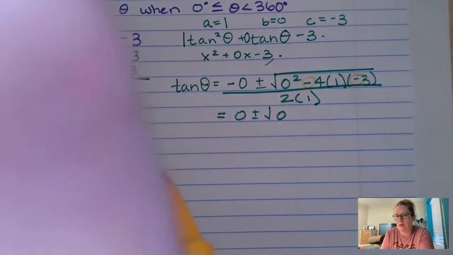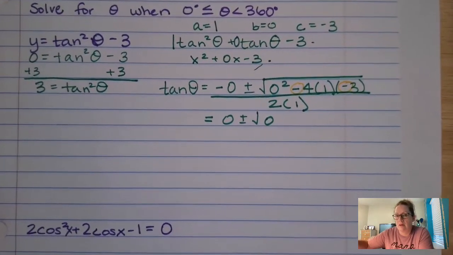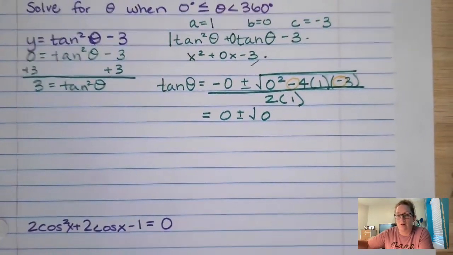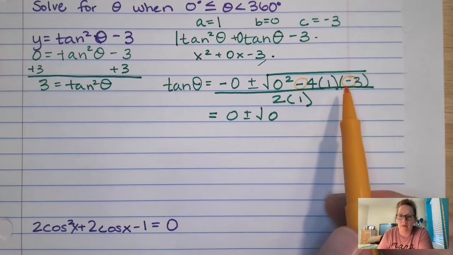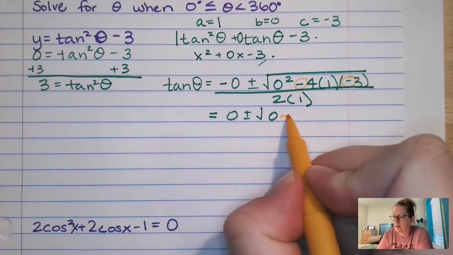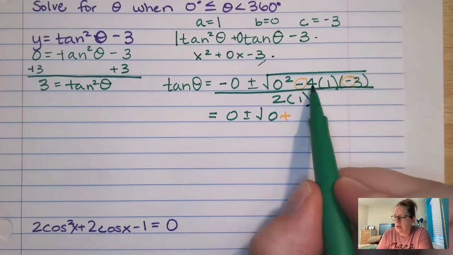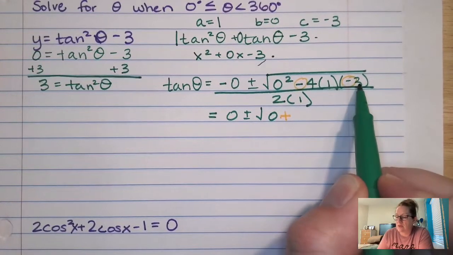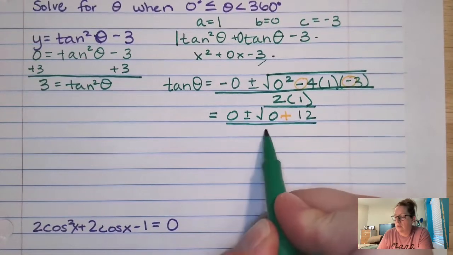Let's make this brighter for you guys. I don't know if that's going to help at all. So I have 2 negatives. What's a negative times a negative? It's a positive. So then I make this into a plus. So then I don't lose that sign accidentally. So now I have 4 times 1 times 3. So I get positive 12 all over 2a.